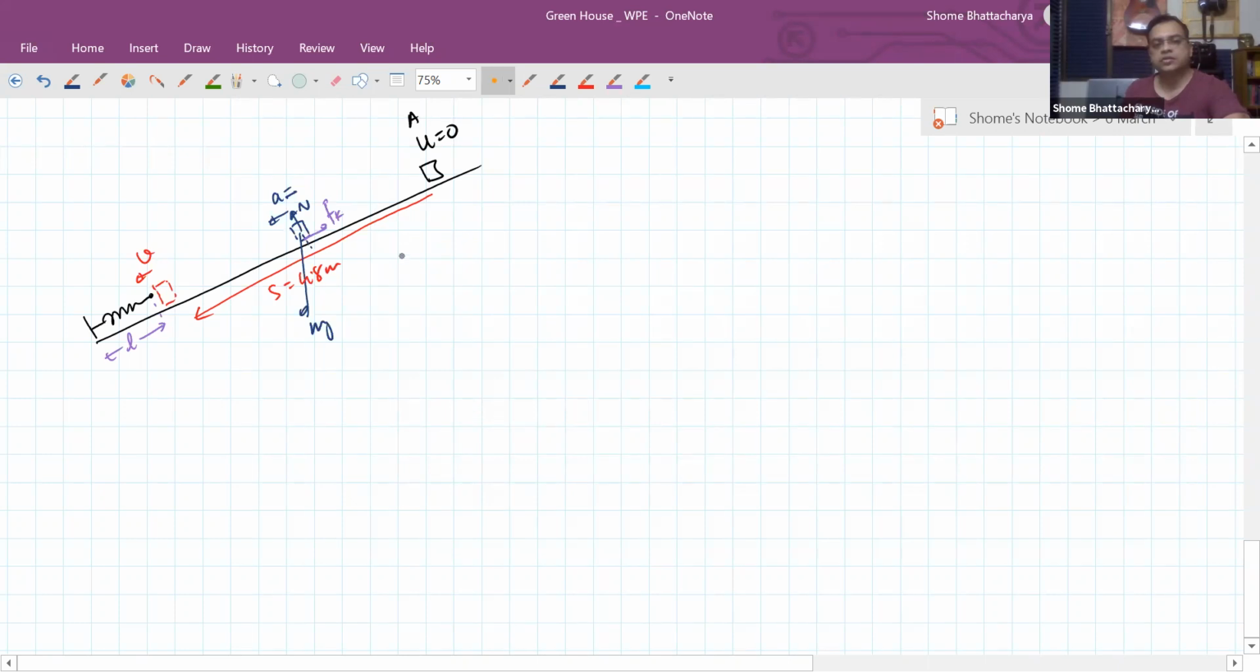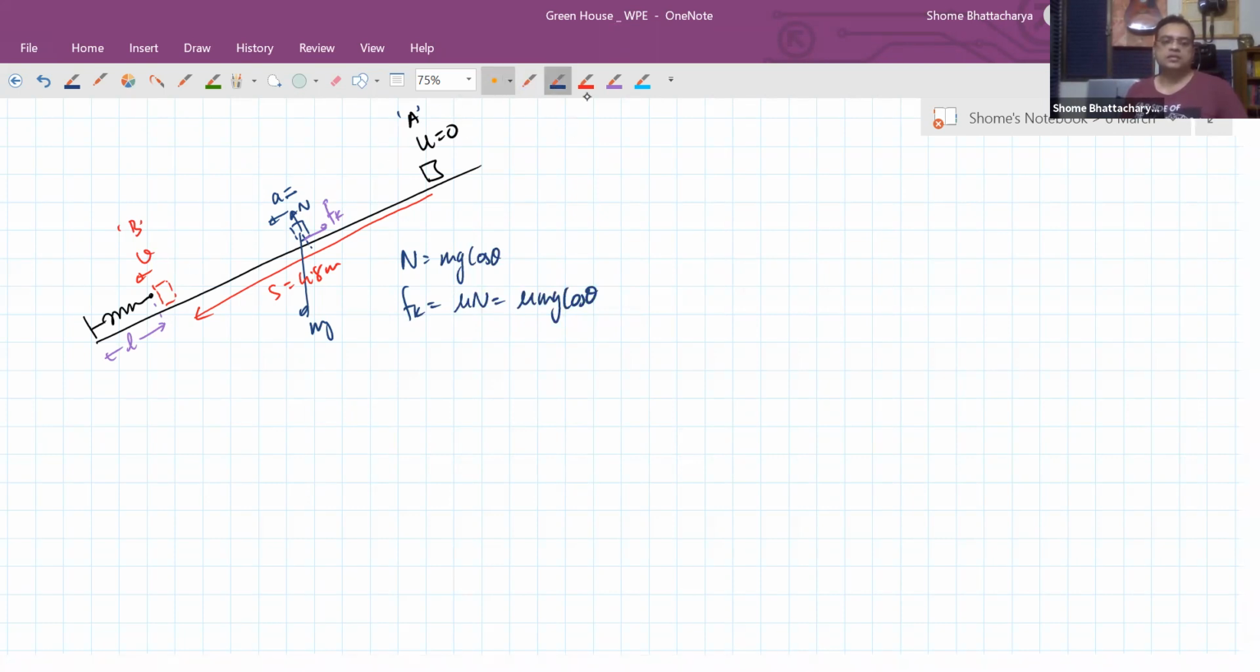So let's say this state is B. Normal reaction throughout is mg cos theta, so kinetic friction throughout is mu mg cos theta. Now what happens after this is that from this state, the block is just about to hit the spring at B, and the spring is at natural length.